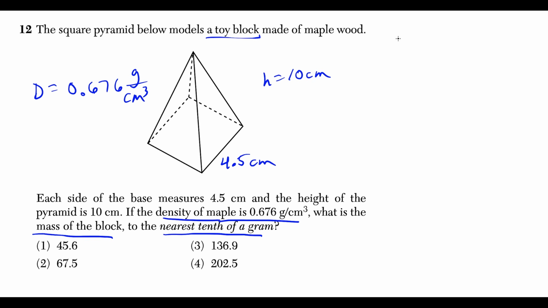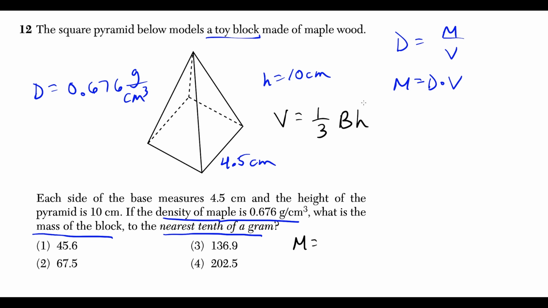So anytime I think density, density is equal to mass over volume. So if we're solving for the mass, mass is equal to density times volume. So what we have to do is find the volume of this square pyramid here. And just know that the volume of a square pyramid is equal to 1/3 the area of the base times the height. So what we could do is say that the mass is equal to, and I'll write the density first, 0.676 grams per cubic centimeter.